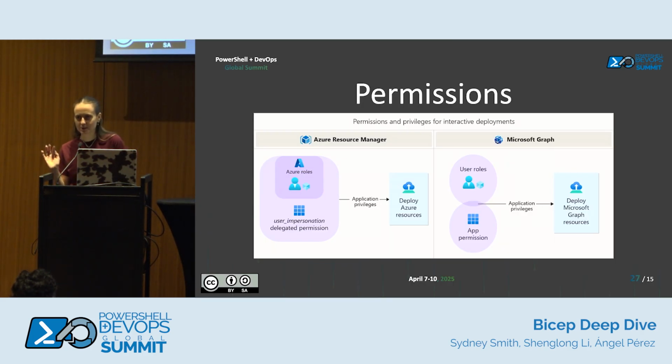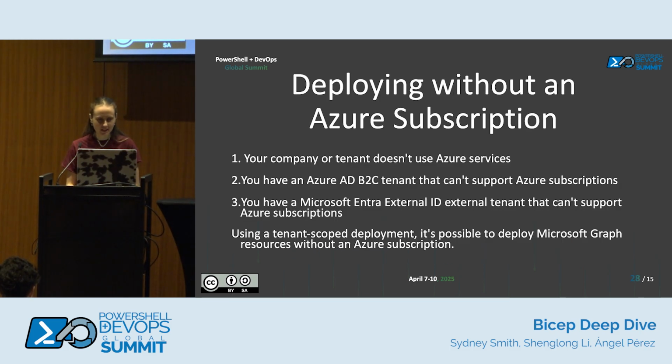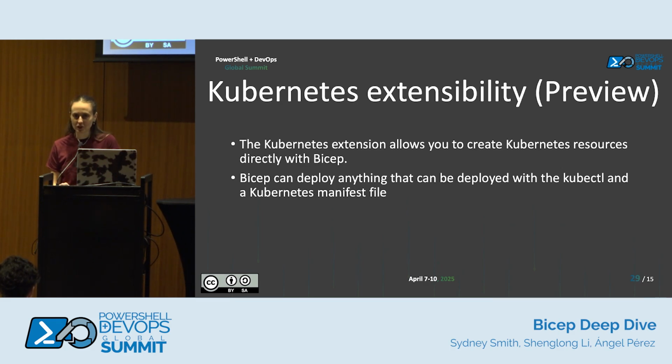Y'all are way too smart because you kind of hit on some of my next topics, which one was permissions. And again, this is a little bit tricky because you do have the two different types of permissions. We talked about this as well, how to deploy without an Azure subscription. Again, this is only if you aren't using other Azure services. I do want to mention that extensibility doesn't end with Microsoft Graph. There's also a Kubernetes extensibility that's in preview, and it allows you to deploy anything with the Kubernetes CLI and a Kubernetes manifest file.